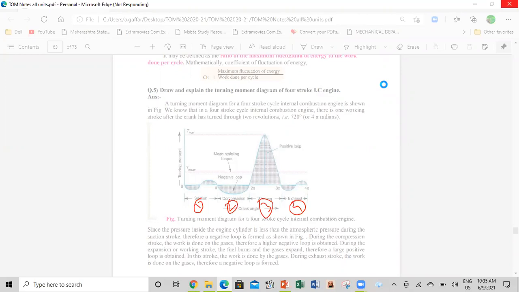So this is the main function of flywheel, to store the extra energy generated in power stroke or expansion stroke and supply it whenever it is required. So in the remaining three strokes, suction, compression, and exhaust, the crankshaft requires external energy, and this energy is supplied by the flywheel. Okay.